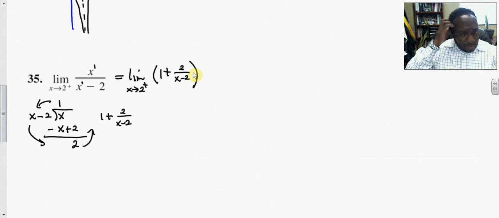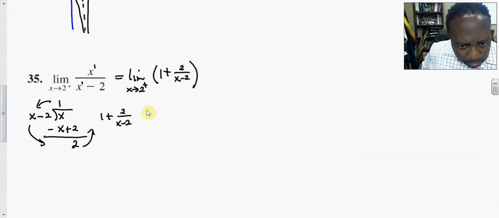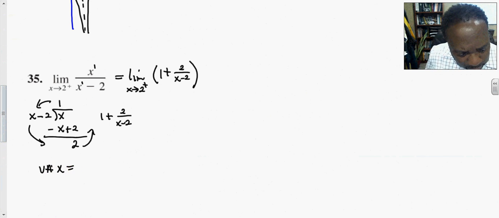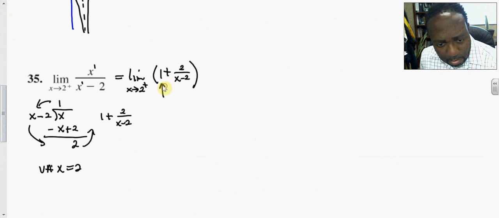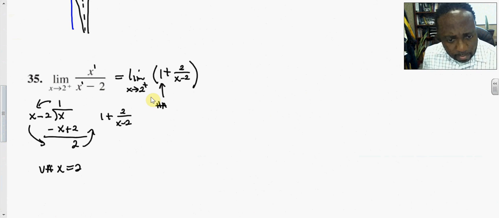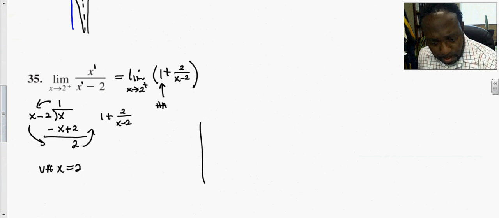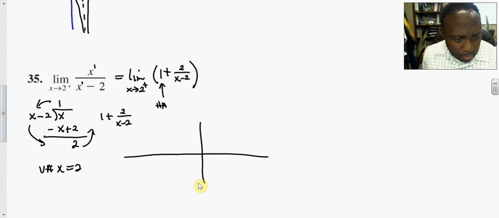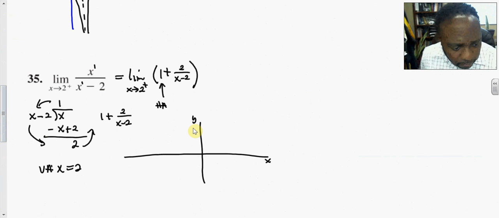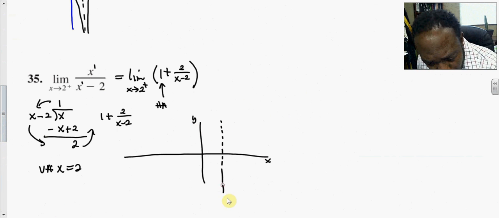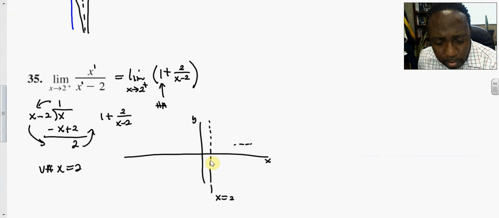All right, now that's cool. The vertical asymptote is, you could have gotten that from back here, is 2, right? The horizontal asymptote is 1. So the horizontal asymptote is 1. The vertical asymptote, let's see, this is x-axis, y-axis. The vertical asymptote is 2. Horizontal asymptote is 1.